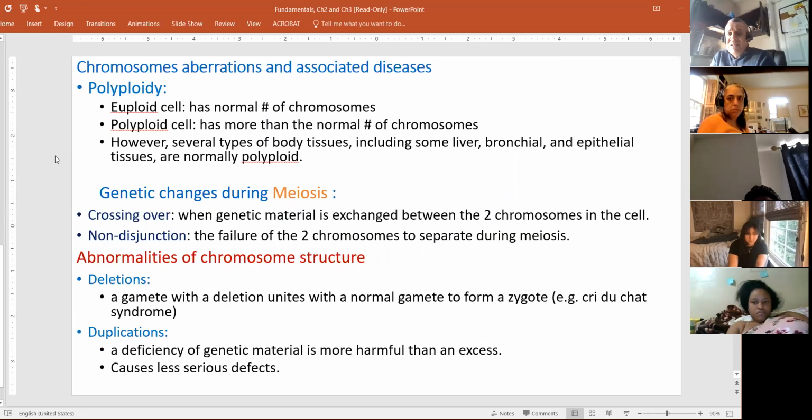Deletions, duplications. Examples of deletions: babies are born with Cri-du-chat syndrome, which is a deletion type of genetic disease.